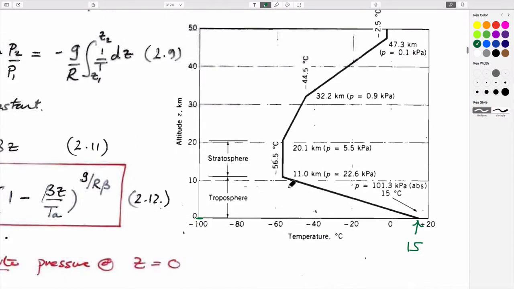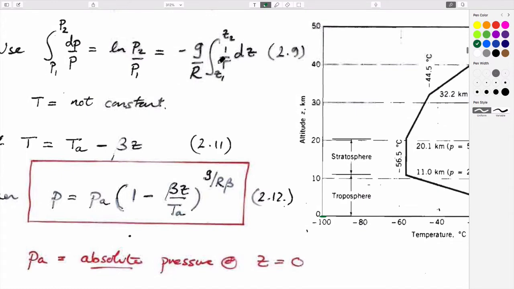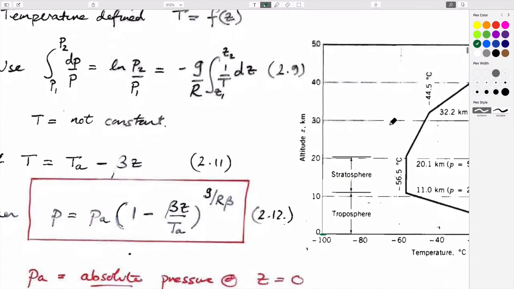And as you go up, you know that if you fly in a plane and you look at the stuff in front of you, it'll tell you it's minus 60 degrees when you're at 30,000 feet or so, which is about 35,000 feet, I guess, about 10 kilometers. And so what you can do is this integration that includes the temperature as a variable. If you do that, you get a slightly different relationship from the one we got before, in that now the temperature is a function of elevation.